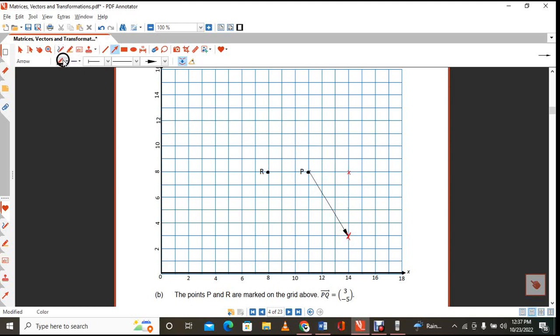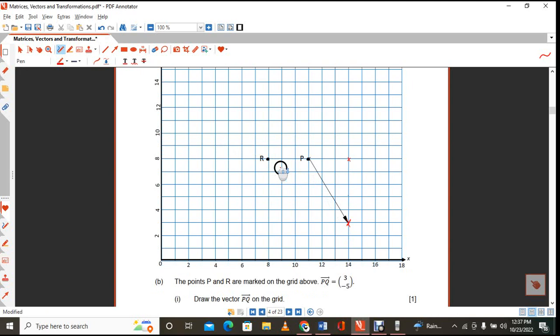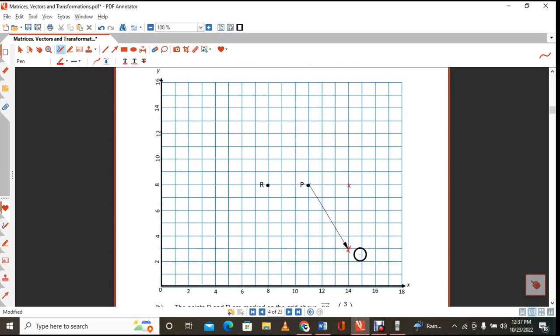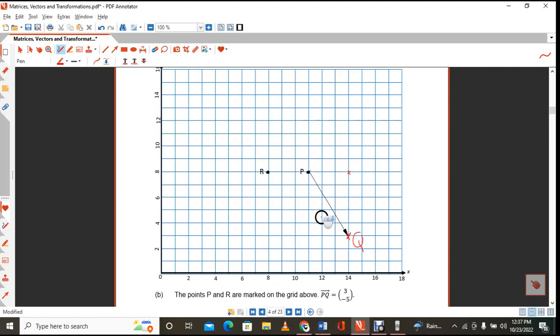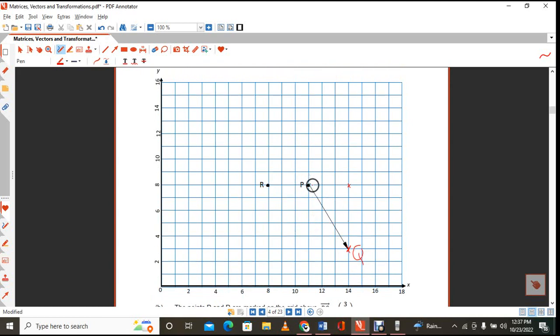Then they are saying draw the image of PQ after a rotation of 90 degrees about R. Maybe I can label this one here, Q. Okay, so let's see. 90 degrees, it must make an L. So I can find P. Remember, from the center, you should have an L. So this is 1, 2, 3. Therefore, it must go 1, 2, 3 upwards all the way up to there. So this is the point P dash.